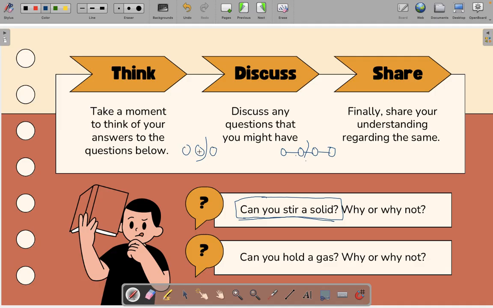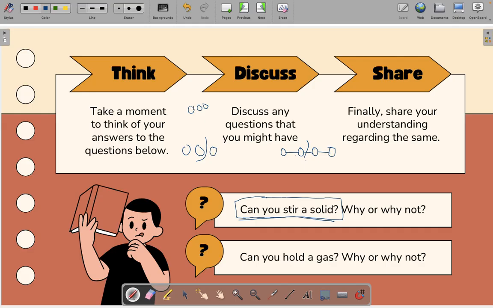Although there are different types of liquids. If you take a very thick liquid, you'll experience some resistance while stirring. That is because although liquids are allowed to flow, the particles are still very close to each other. So that is why you will have some resistance.